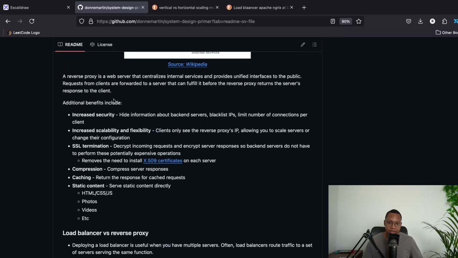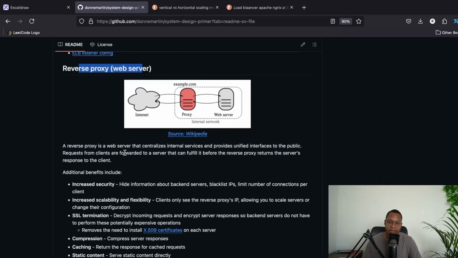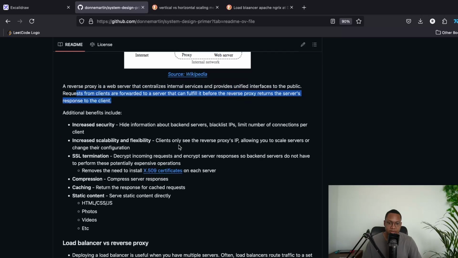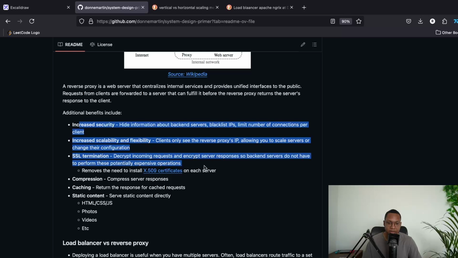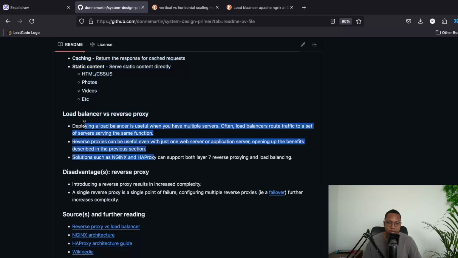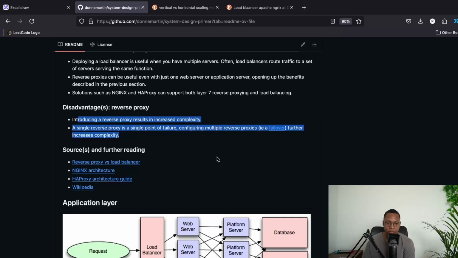Again, I'm kind of going through these. Reverse proxy is kind of like a weird load balancer. I guess I don't even know what it really does. It centralizes internal services by providing unified interfaces to the public. It forwards the request and responds to the client. You get better security, better scalability, compression, caching, and static content that you can deliver. So reverse proxies feel like better versions of load balancers: more security, more caching, more compression, more flexibility, but it's harder to implement. It's just more annoying to work with.